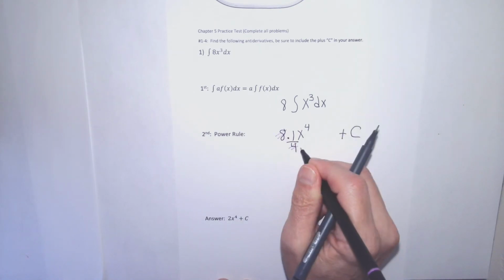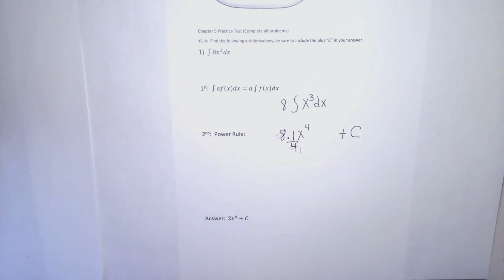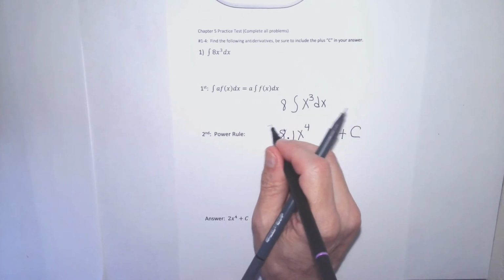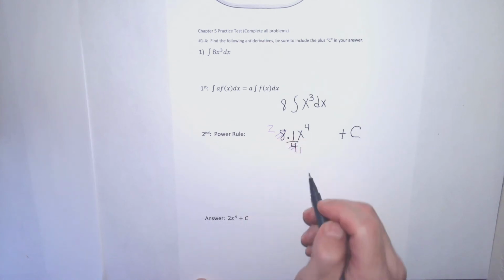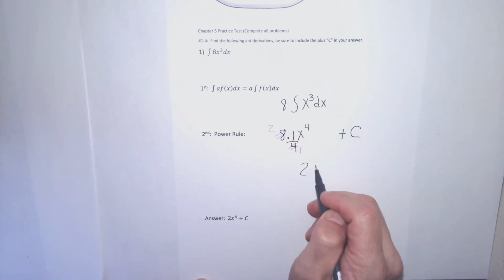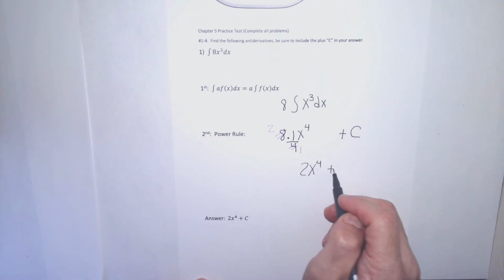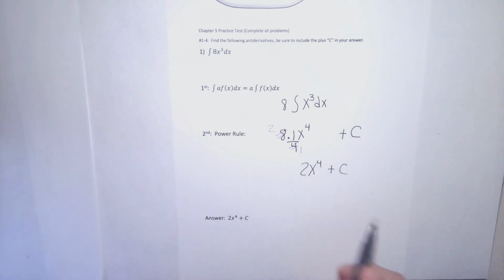Cancel the 8 with the 4. The 4 becomes a 1, so I don't get a fraction anymore. The 8 becomes a 2. And I'm left with 2 times 1 times x to the 4th. The 2 times 1 is 2. The x to the 4th stays x to the 4th. And then I leave my plus c. And that's it for problem 1.